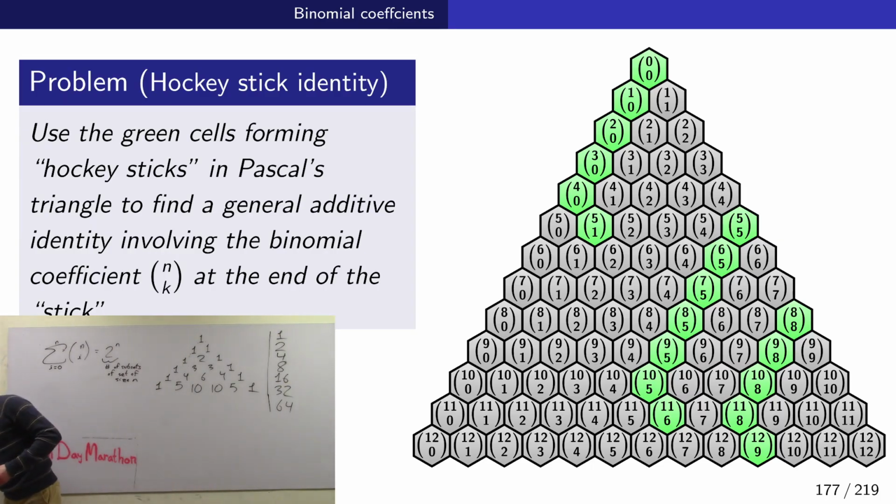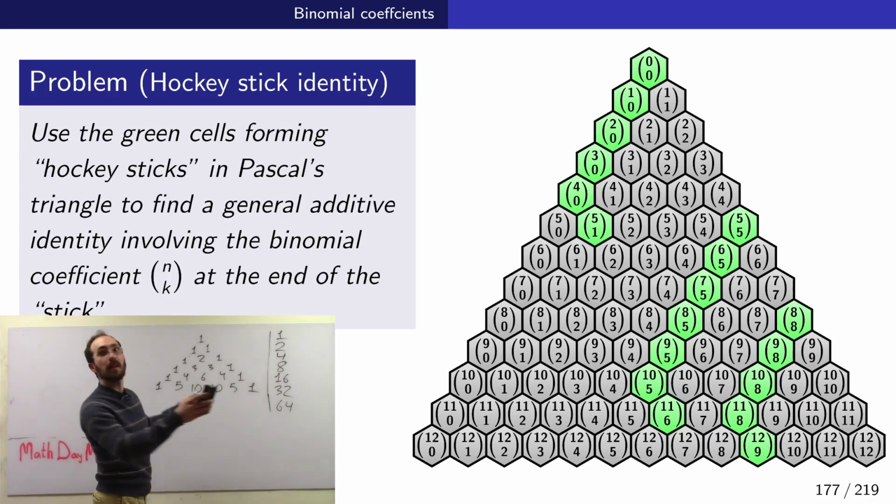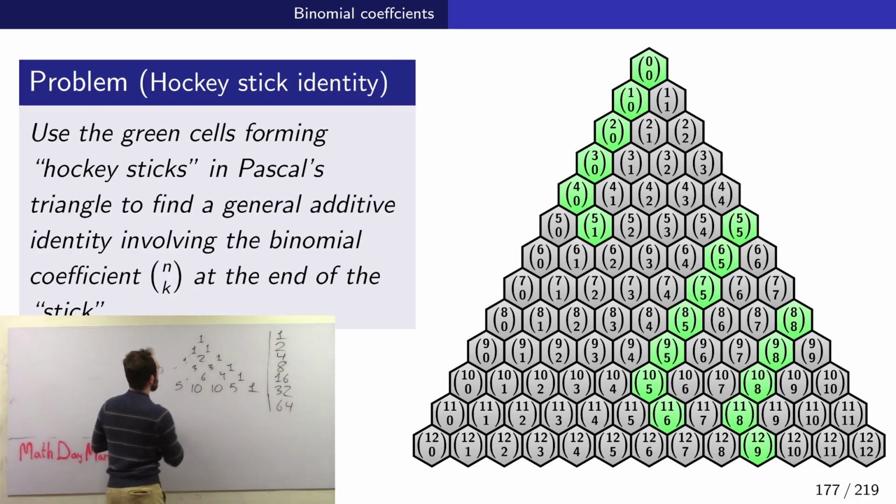We see these things, it's called the hockey stick identity. What is it even sort of saying here? We're trying to relate these 6 elements, oh my gosh, a pizza.